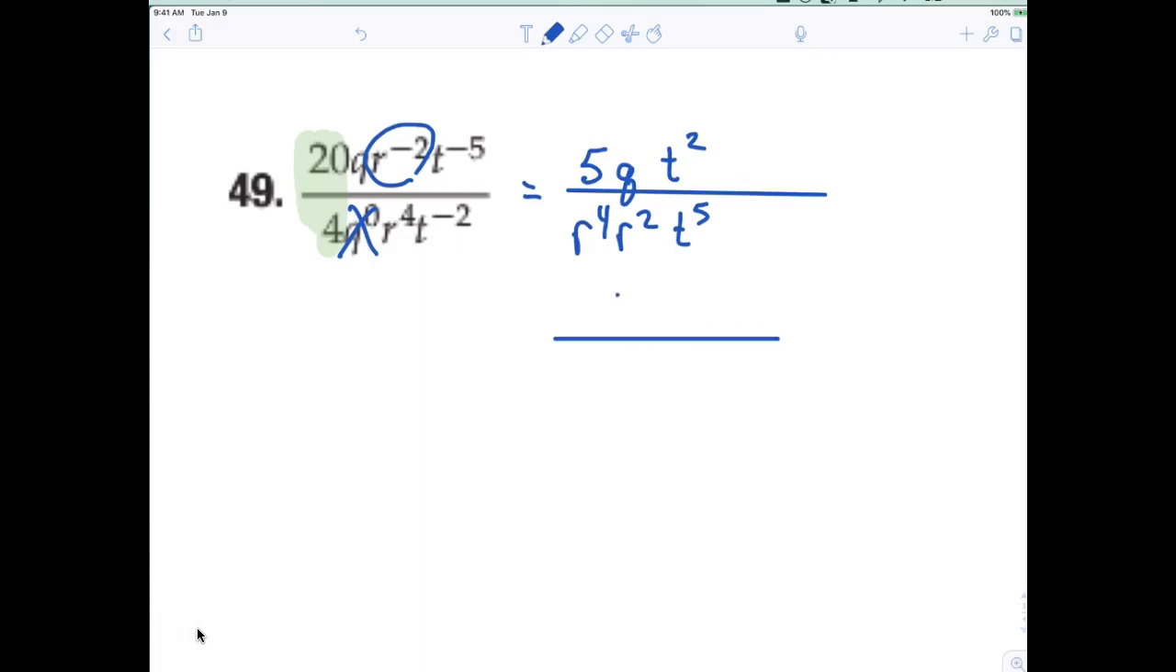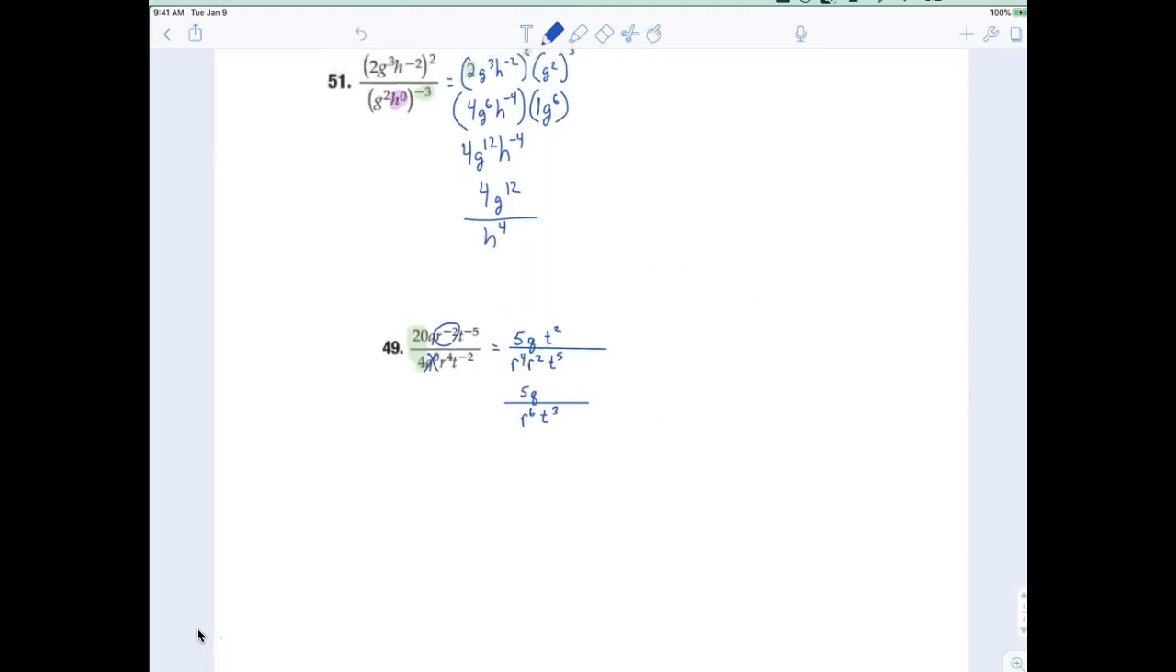5, 2, 4, 2 to the negative 2. So where would that go? The bottom. And then what? 5, 2 is r to the 6. And 2 to the 2. That's correct. Everybody feeling pretty good about that, right? That's not bad. All right.